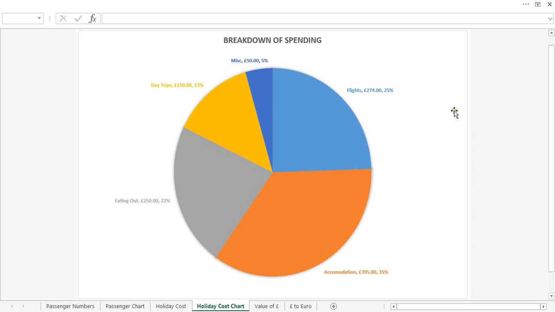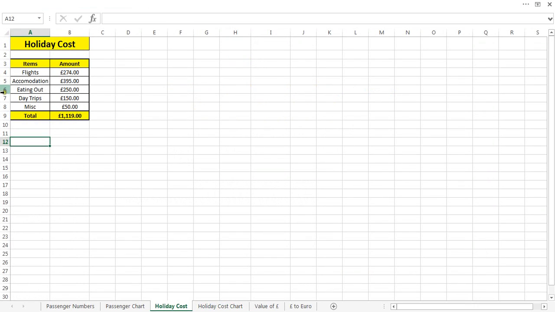If you had no concept of percentages and no concept of money, you could still see that accommodation is the biggest chunk of the budget because it covers the most area of the pie, and that miscellaneous is the smallest part of the budget. So again, here's where a chart can help people understand numbers and understand concepts without having a lot of basic knowledge. This information came from this holiday cost breakdown sheet. Pie charts are really effective when you have a total or a full amount that's broken down into smaller amounts.